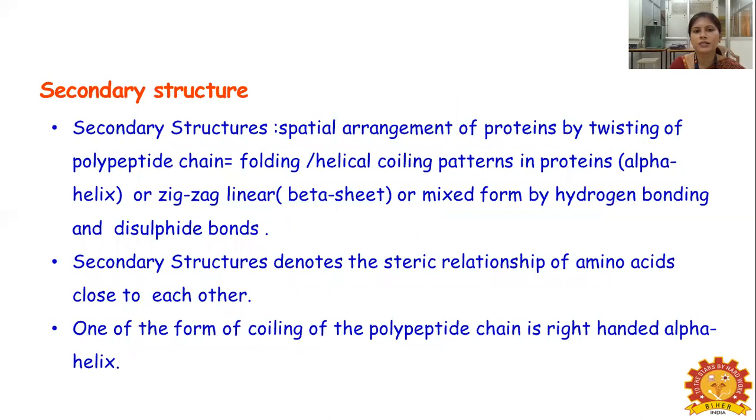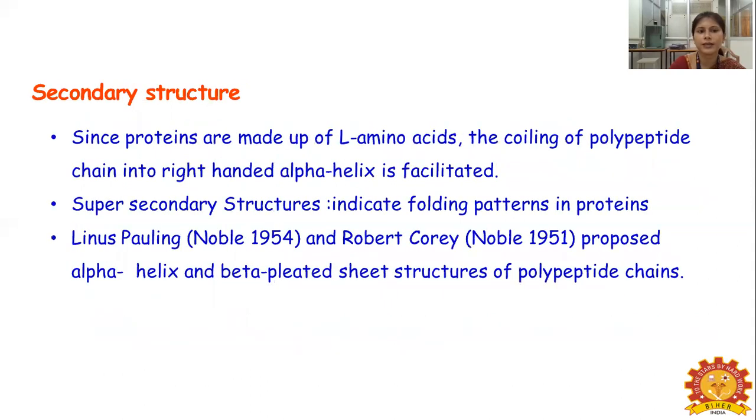So secondary structures are the special arrangement of the protein by twisting or folding of the polypeptide chain, with helical coiling patterns called alpha helix, or zigzag linear patterns called beta sheets. Or sometimes we can see a mix formed by hydrogen bonding and disulfide bonds. The secondary structure denotes the steric relationship of amino acids close to each other. One form of coiling in the polypeptide chain is the right-handed alpha helix. Since proteins are made up of alpha amino acids, coiling of the polypeptide chain into a right-handed alpha helix is what we mostly see.